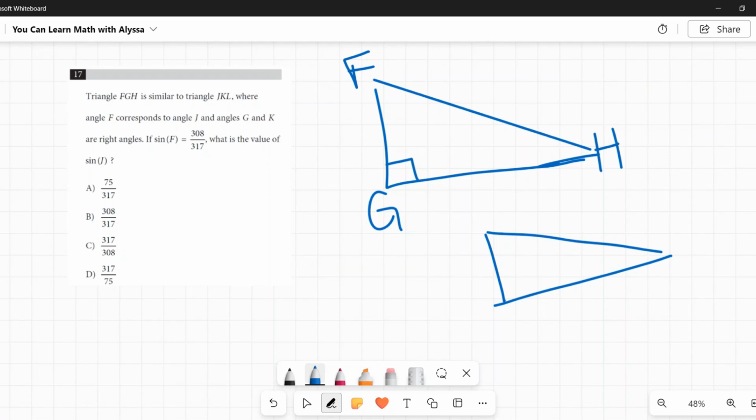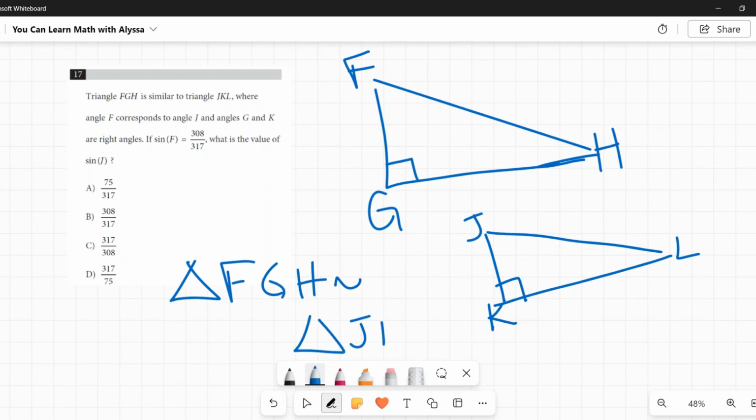I'm drawing it smaller. And so JKL and K is a right angle. Now, normally when they say things like triangle FGH is similar to triangle JKL, when you see that written out, that means the corresponding angles correspond. And the corresponding points, as they're listed, show the proportions here. So F corresponds to J, G corresponds to K, H corresponds to L.